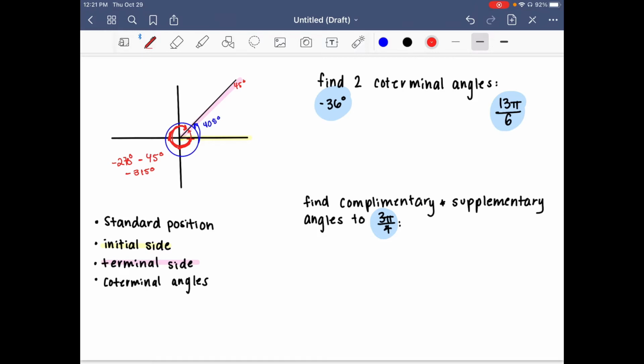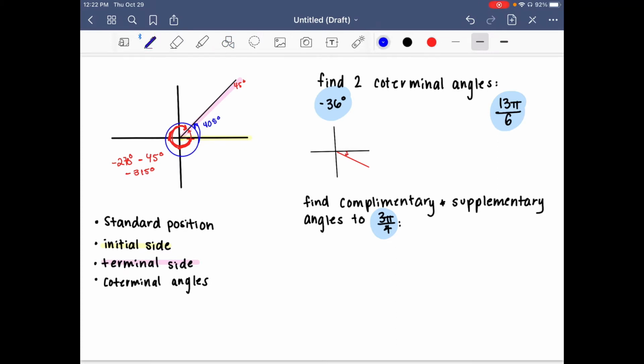Okay, so we can do this without even looking at an axis. We can find two coterminal angles for negative 36 degrees and for 13 pi over 6. At negative 36 degrees, I'm just going to estimate where that is. That's going to go in a clockwise direction because it's a negative angle. I'm going to estimate it to be right about here, because 45 degrees would be halfway in between both those axes, so this is a little bit less than that. So this is my angle here.